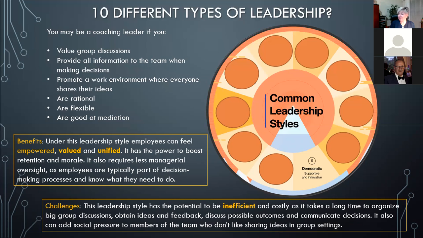And this leadership style has the potential to be inefficient and costly, as it takes a long time to organize big group discussions, obtain ideas and feedback, discuss possible outcomes, and communicate decisions. It also can add social pressure to members of the team who don't like sharing ideas in group settings.